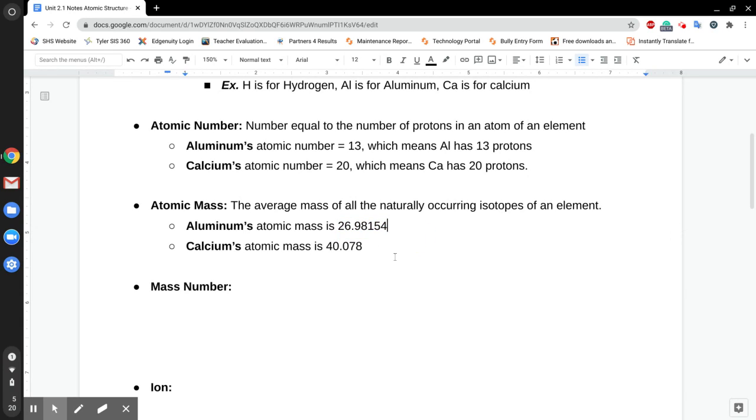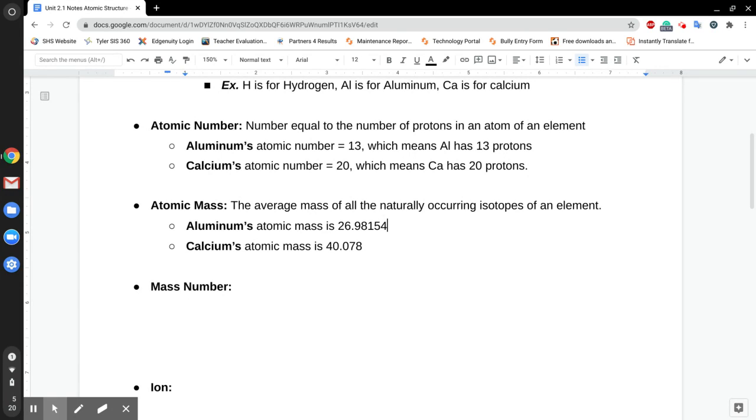So as an example, aluminum's atomic mass is 26.98154, which is a decently precise measurement. Calcium's is 40.078.